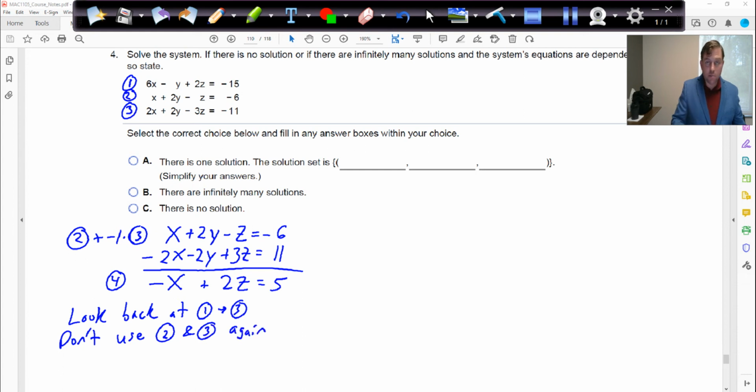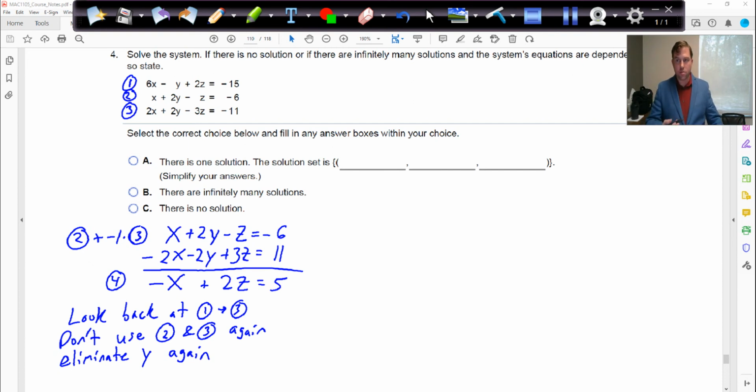I just can't use them together in one combo. I can use them separately, so I can use 2 and 1 or 3 and 1, but I can't use 2 and 3 again. And I have to eliminate y again. Okay, so those are the sort of steps you're going to look at to do.